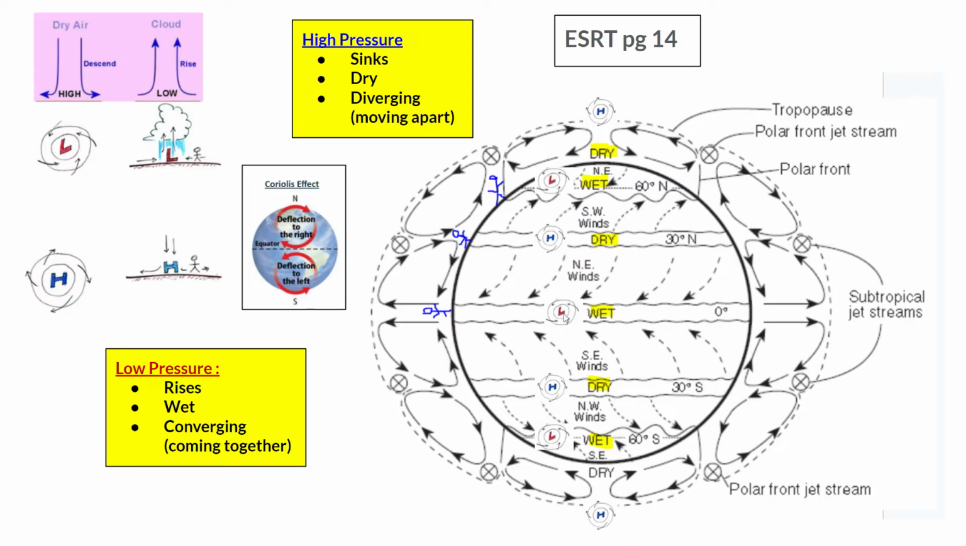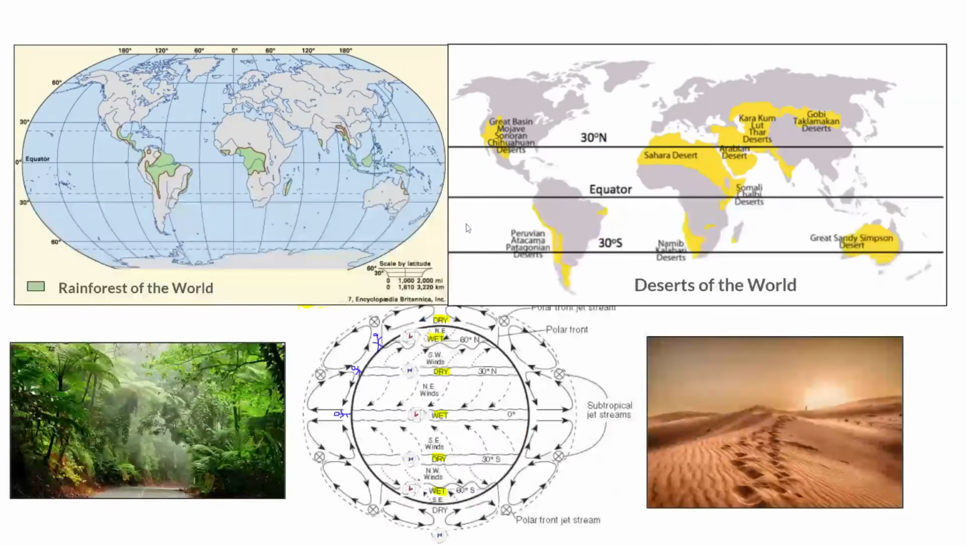And in places with low pressure, the climate is wet. The air rises because in low pressure, the air rises and it converges near the surface. The air is moving towards the low pressure area near the surface, and the air is moving away from the high pressure areas near the surface.